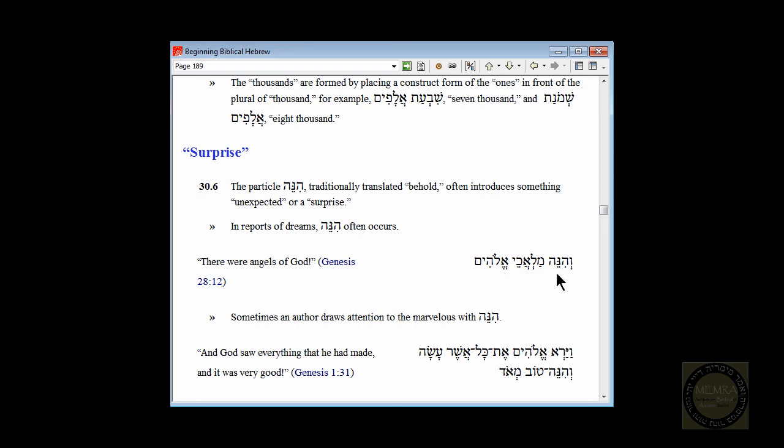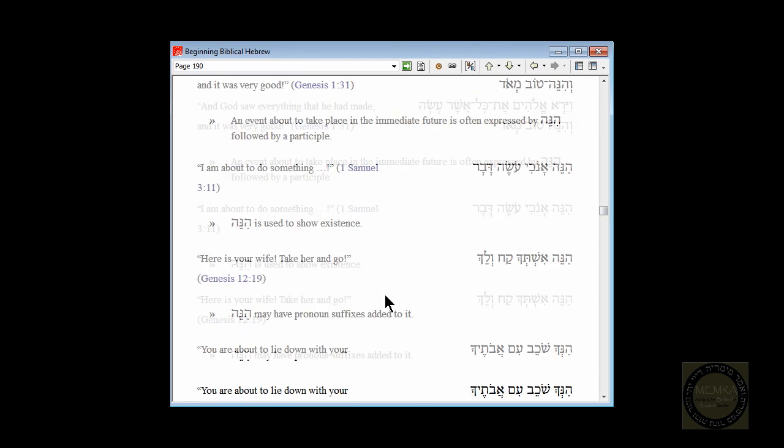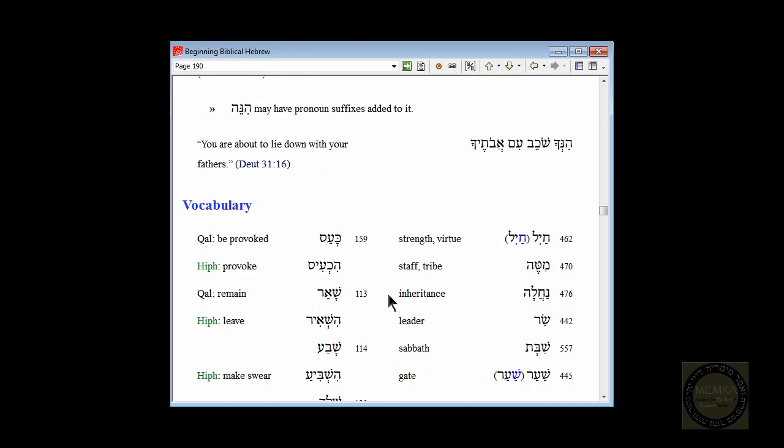Literally this would be, and behold, angels of God. Okay. So he translates that, there were angels of God, exclamation point. Again, you can do that if you want, but I'll tend to give you the behold in a translation. So just read through that, read through the examples, and believe it or not, that's the chapter. Not a whole lot in this chapter.